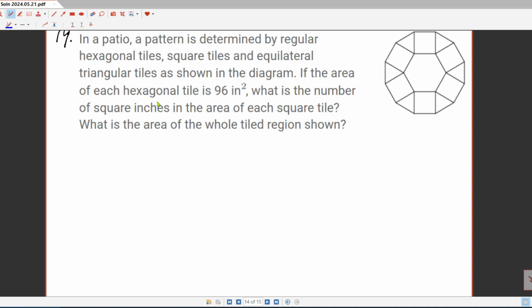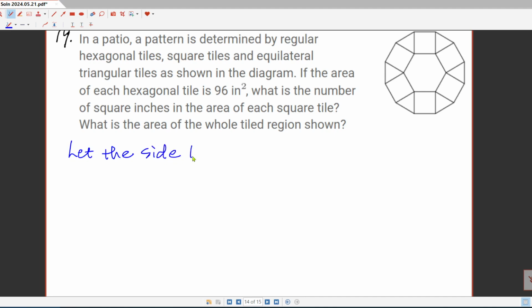If the area of each hexagonal tile is 96 square inches, what is the number of square inches in the area of each square tile? And what is the area of the whole tile region shown? Okay, so we don't know the side length of the hexagon, right? So for example, we could let it be S to facilitate our discussion below.